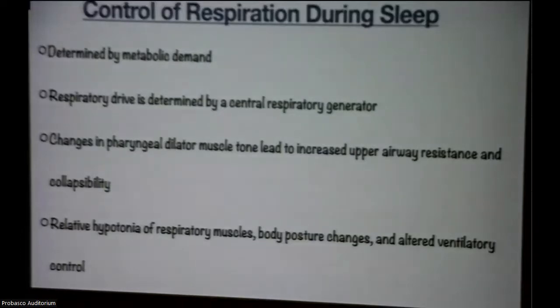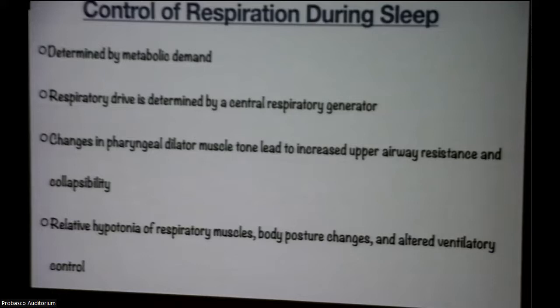So during sleep, the control of our respiration is determined by our metabolic demand. Anybody who has been in the ICU and seen pretty sick sleeping people can see the disturbances in cardiopulmonary function that this can cause. The respiratory drive has a central respiratory generation. There are changes in the tone of pharyngeal muscle, dilator tone, which lead to increased upper airway resistance and collapsibility, obviously relevant to the understanding of obstructive sleep apnea. The respiratory muscles are in a state of relative hypotonia.